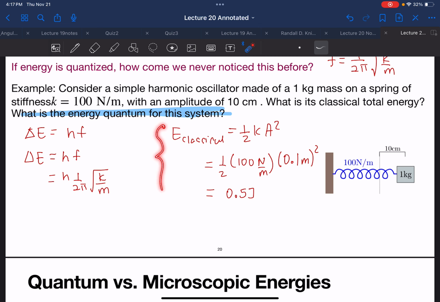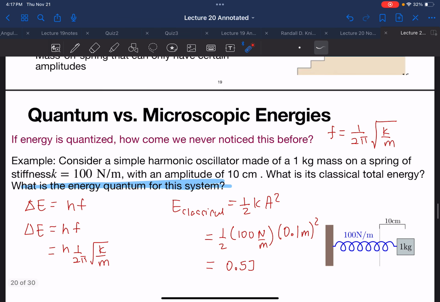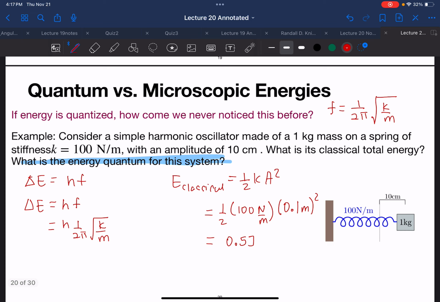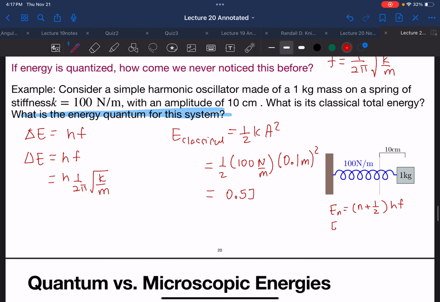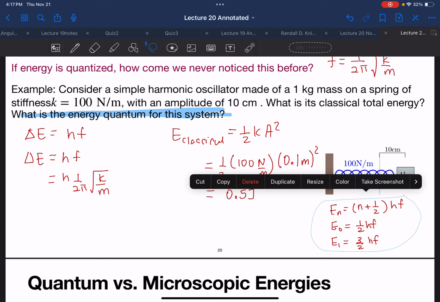We see that the classical energy result is half a joule. Basically, we do 1/2 kA squared. Now for the difference between the steps, just to show you how we figure that out, we know En is (n plus a half) hf. If you write out E0, that's 1/2 hf. If you calculate what E1 would be, that would be 1.5 hf, which is basically 3/2 hf. And let's go ahead and write out E2.